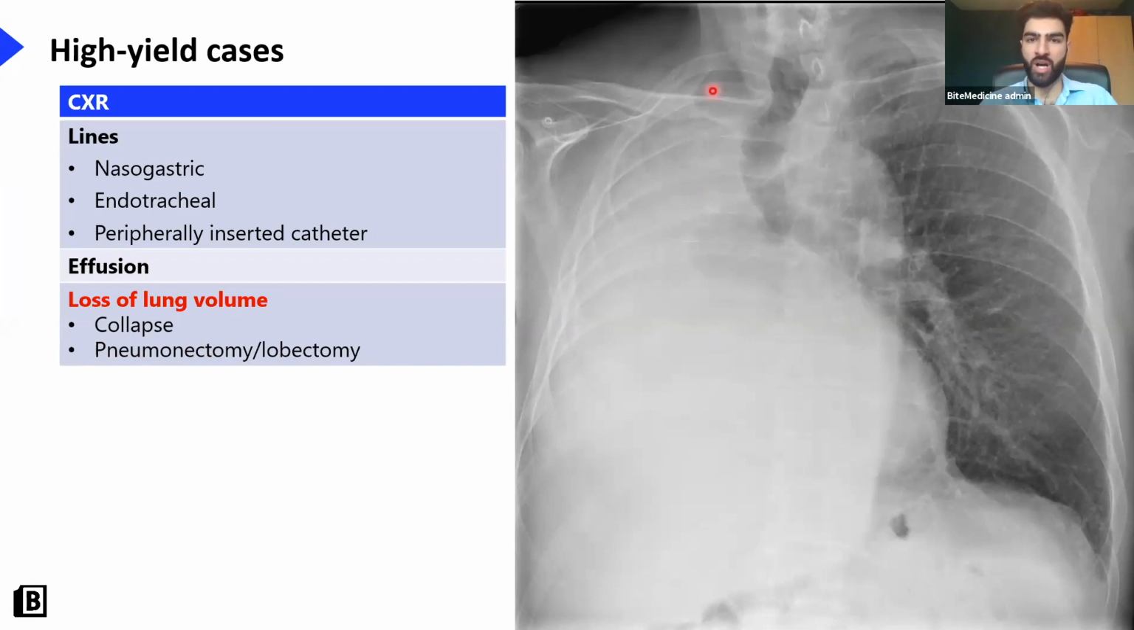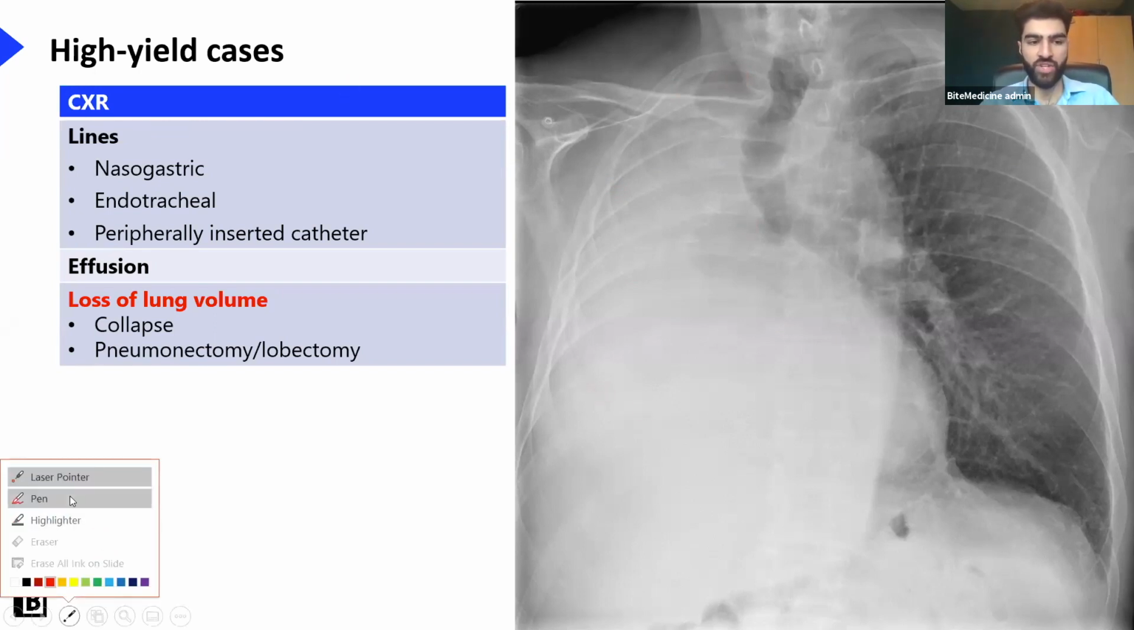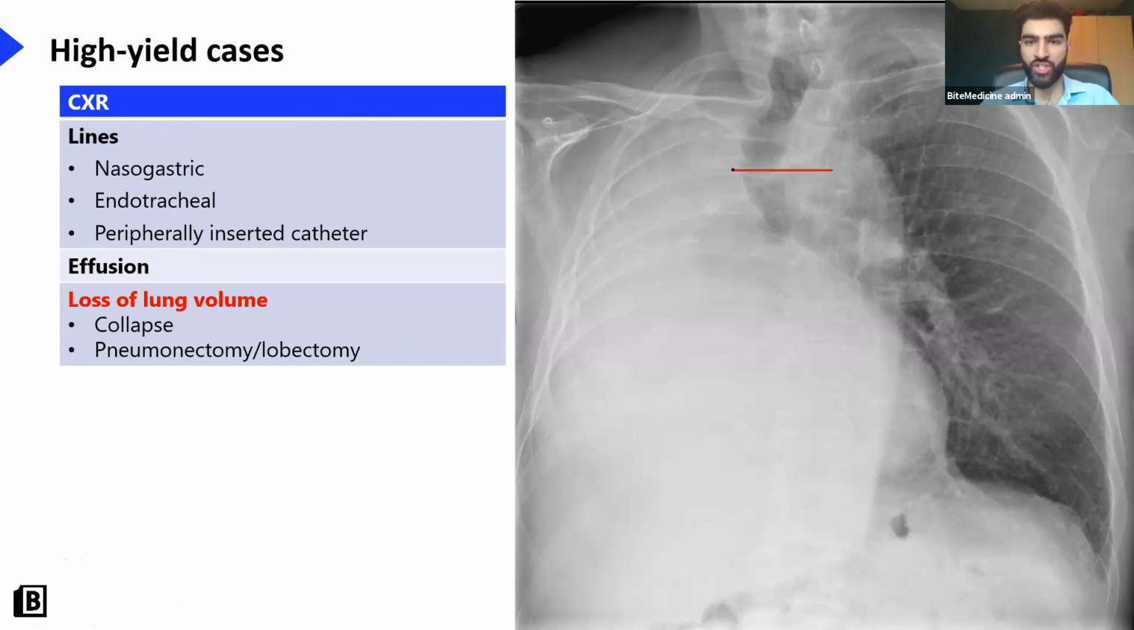The cardinal features are you have opacity. In radiology we call white stuff on X-rays opacities. So you have this opacification. Whenever you lose lung volume, the trachea shifts in the direction of the lung that's had the volume loss. So if you've lost volume on the right, the trachea will shift to the right. That is a sign of loss of lung volume.